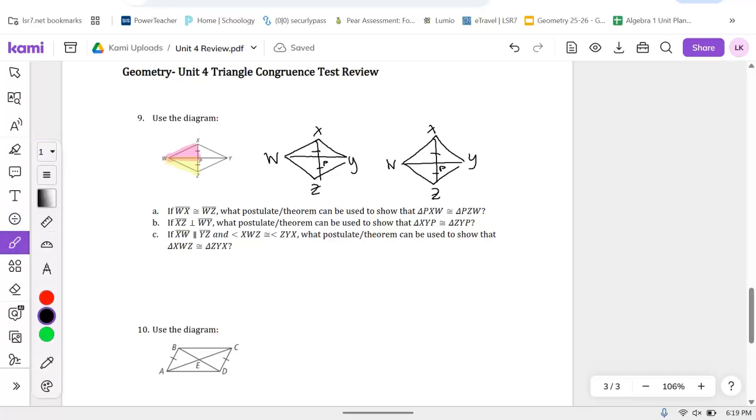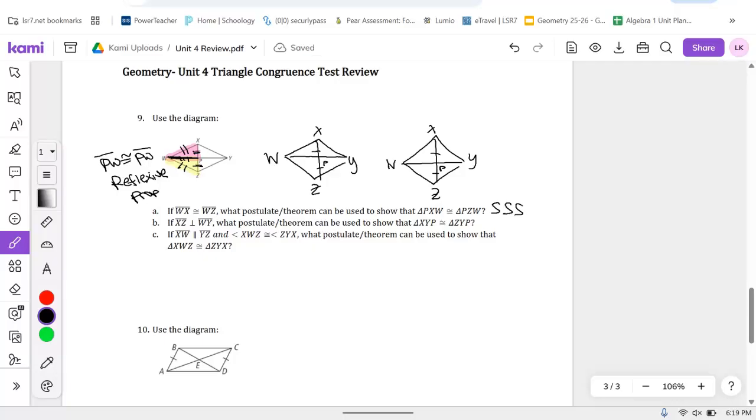All right, we already know here that we're given that these two pieces are congruent. And then we are told that WX is congruent to WZ. Now, we know that PW is congruent to itself by reflexive. So PW is congruent to PW by the reflexive property. So that means we have side, side, side.